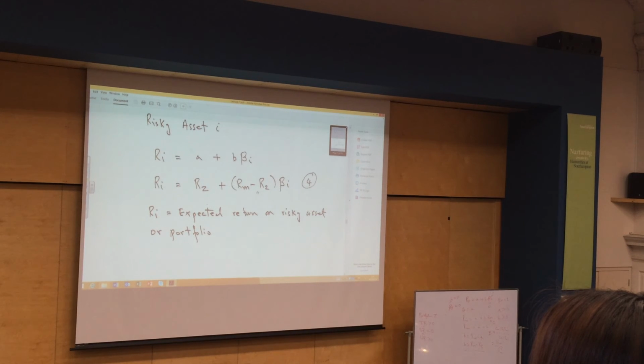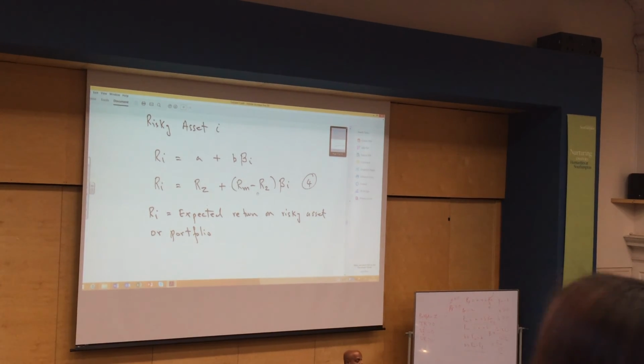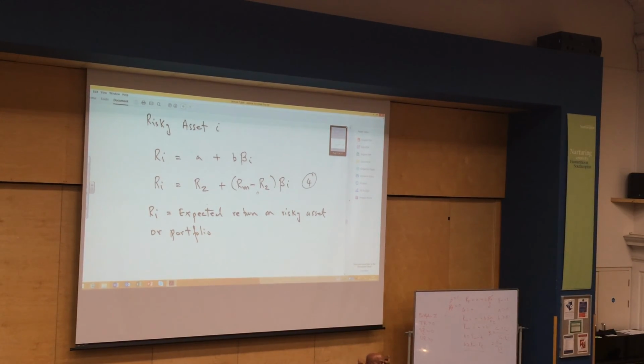This thing is risky. It doesn't have systematic risk. It's possible to have something like that. But there is positive total risk, and the risk depends entirely on unsystematic risk.